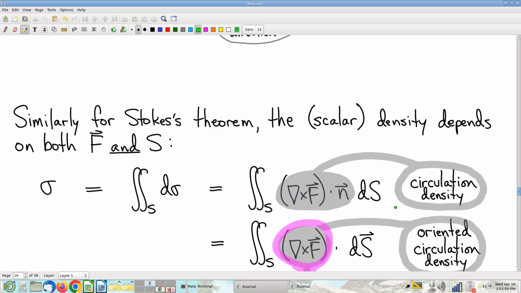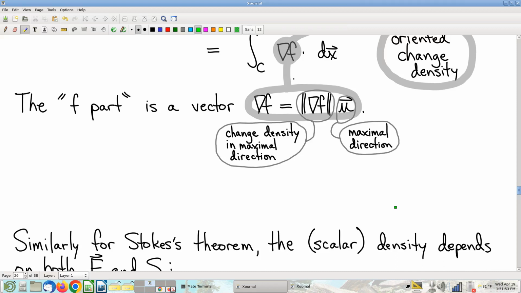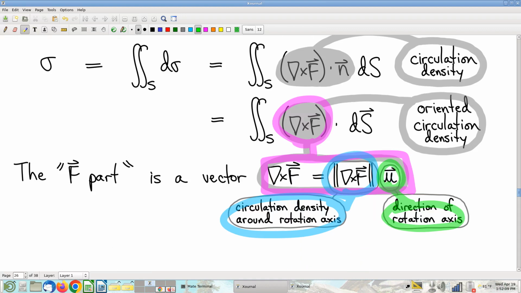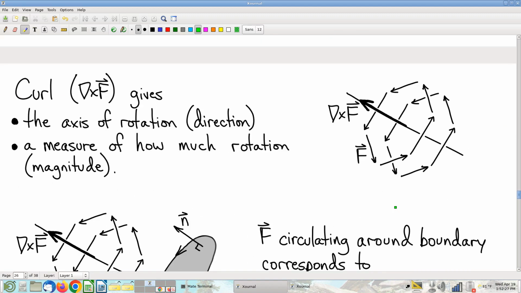Right? In the same way that how much change you will experience, you're not always going to experience the maximum change. You might not be walking uphill. Right? The u vector up here tells you what direction you have to go to actually realize the full change density. And likewise, this direction vector here tells you around what axis you have to be measuring circulation in order to realize the full circulation that this magnitude points to. All right, so picture, here we go.